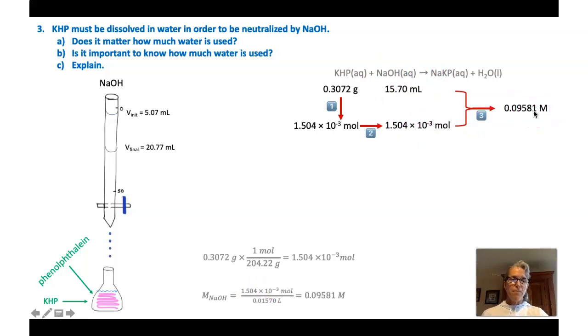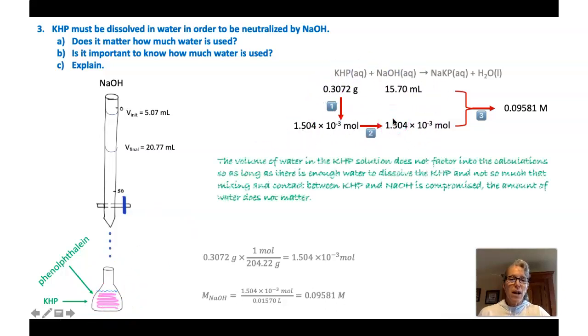And then finally, because molarity is moles per liter, we'll use the volume and the moles to calculate the overall molarity. If we look at this, we haven't used the volume of water that we use to dissolve the KHP. It hasn't factored in anywhere, so it doesn't matter. The volume of water in the KHP solution does not factor into the calculations. As long as there's enough water to dissolve the KHP, but not so much that the mixing and contact between KHP and the sodium hydroxide is compromised, the amount of water doesn't matter at all.